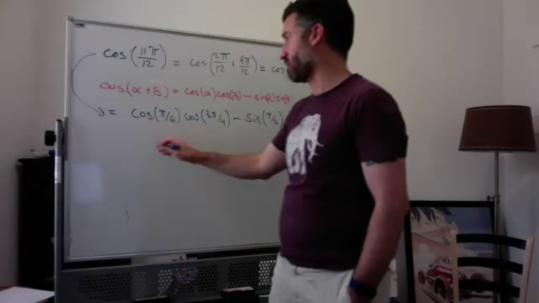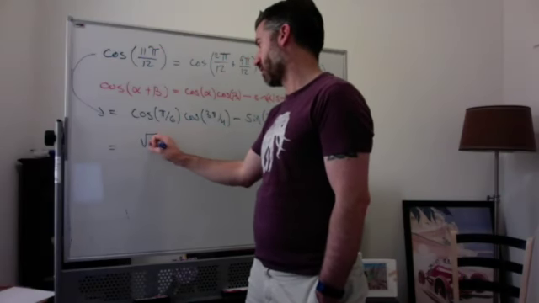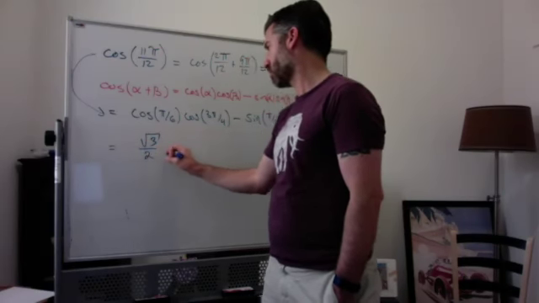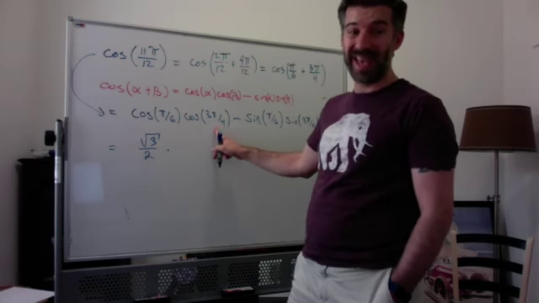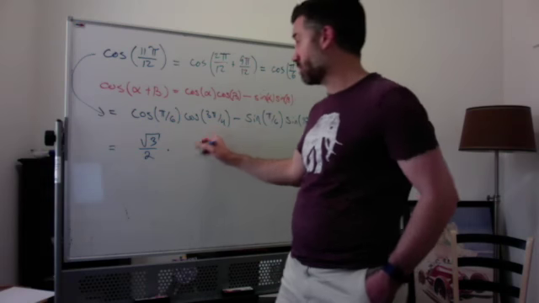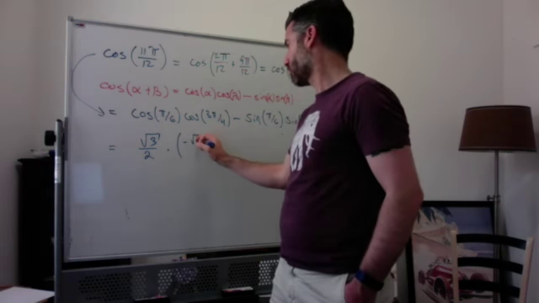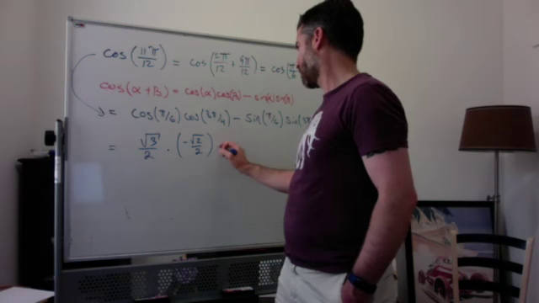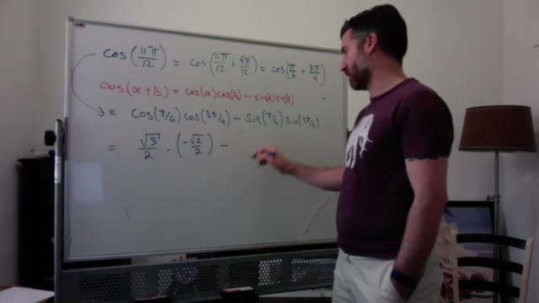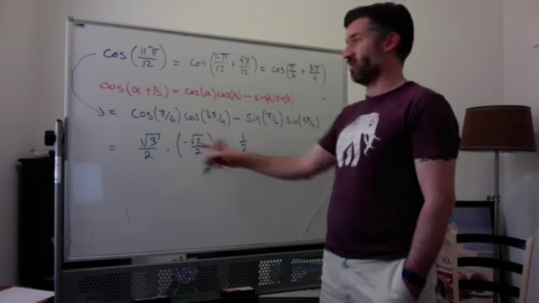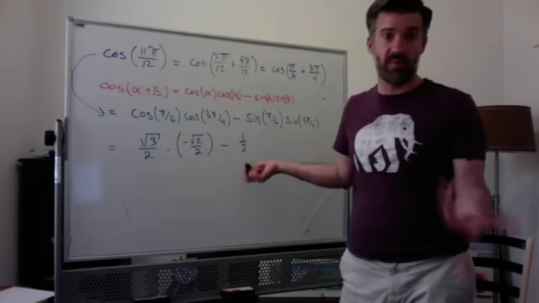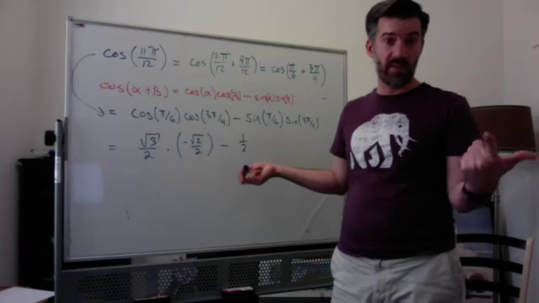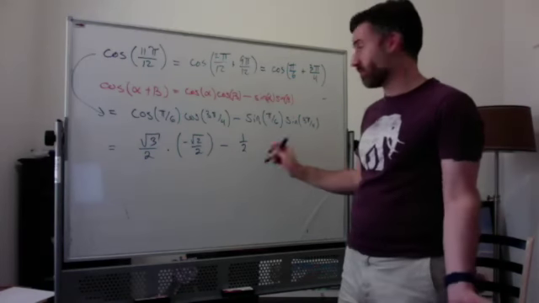Cosine of pi over 6 is root 3 over 2. Cosine of 3 pi over 4, that's in quadrant 2, so it's going to be negative root 2 over 2. Minus sine of pi over 6 is 1/2, because cosine of pi over 6 is root 3 over 2. And sine of 3 pi over 4 is also root 2 over 2, but it's positive, because again, we're in quadrant 2, and sine is positive in quadrant 2.